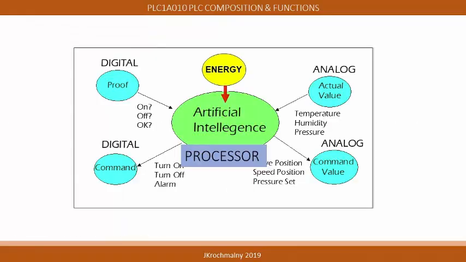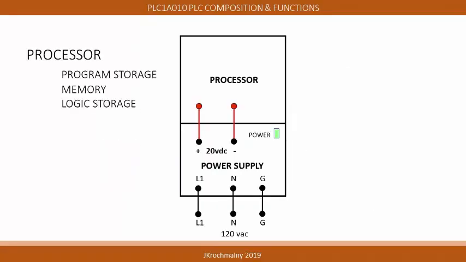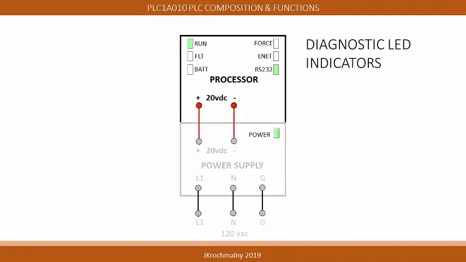The artificial intelligence of the programmable logic controller is housed in the PLC processor, commonly referred to as the CPU, or Central Processing Unit. If the human brain needs energy to function, the processor also needs energy. This electrical energy comes from the power supply in the form of 20 volts DC. This 20 volts DC is required if any decision-making processes are going to happen within the brain.